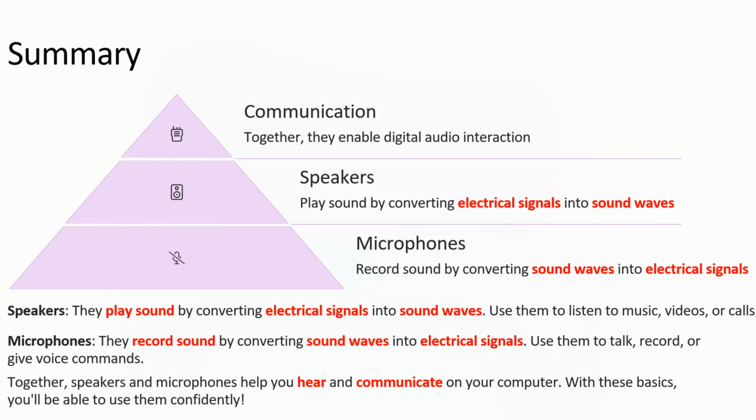Now we will see the summary. Speakers are used to play sound by converting electrical signals into sound waves. You can use them to listen to music, videos or calls. Microphones are used to record sound by converting sound waves into electrical signals. You can use them to talk, record or give voice commands. Together, speakers and microphones help you to hear and communicate on your computer.